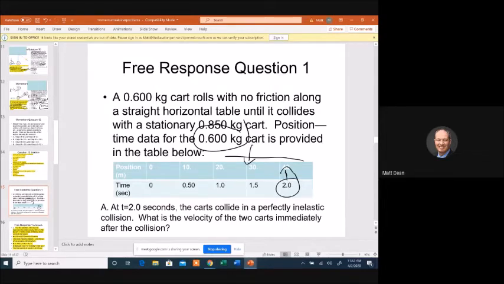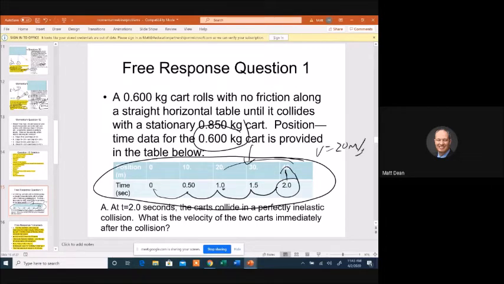But the first thing we need to do is to use this table to determine the velocity of the 0.6 kilogram cart. This is position time data. Remember that you can find the slope of a position time graph to get your velocity. What we can see is that with every time interval of 1 second, we're increasing a distance of 20 meters. So I'm hoping you see that the velocity is 20 meters per second and that it's constant, because the amount of distance for each time interval is the same. If not, you could just find the slope of this data.